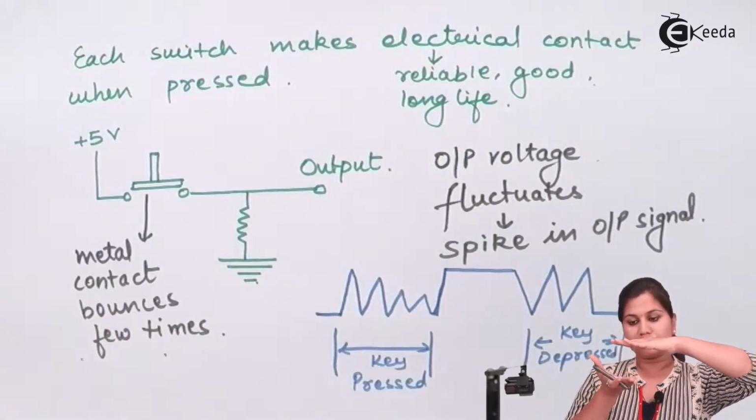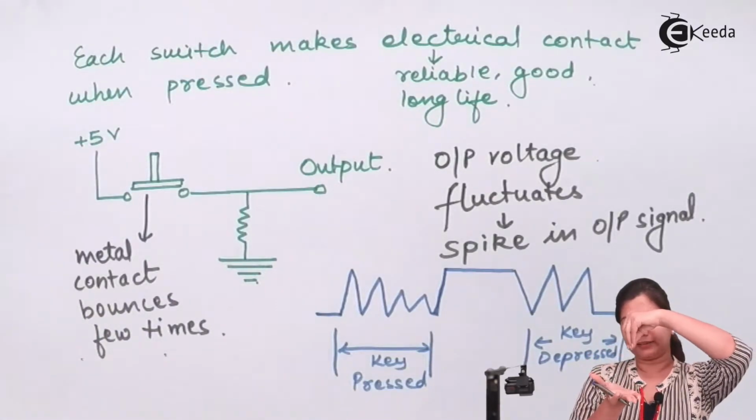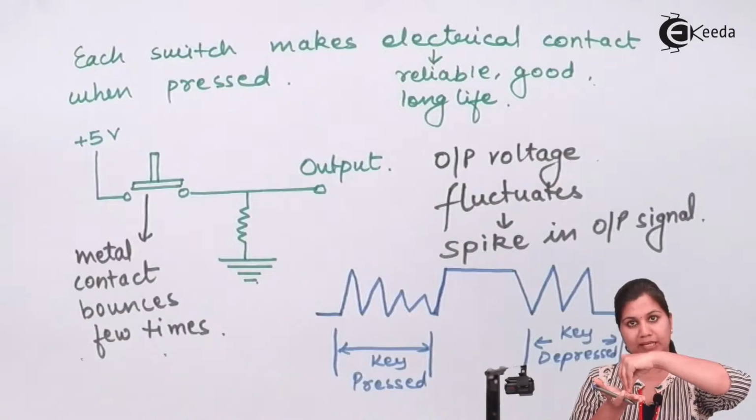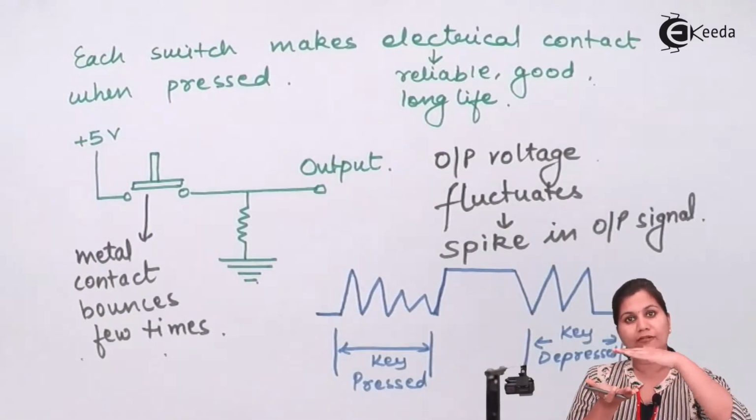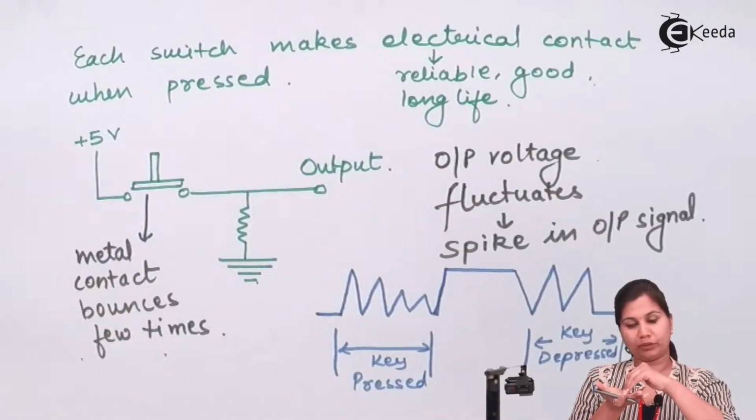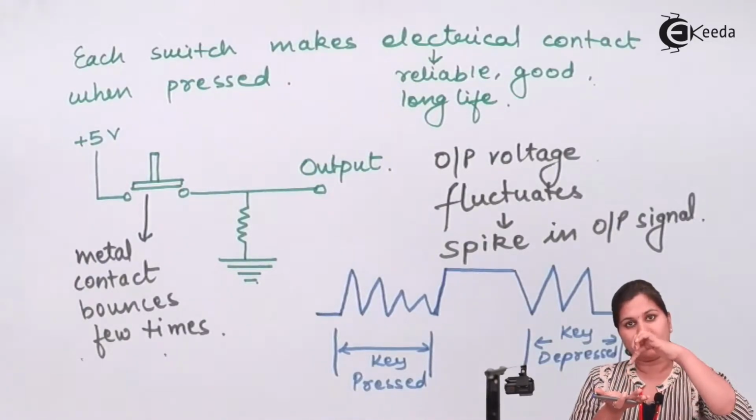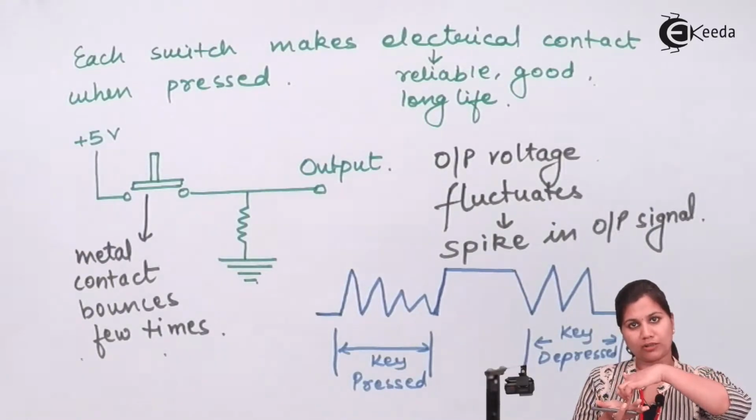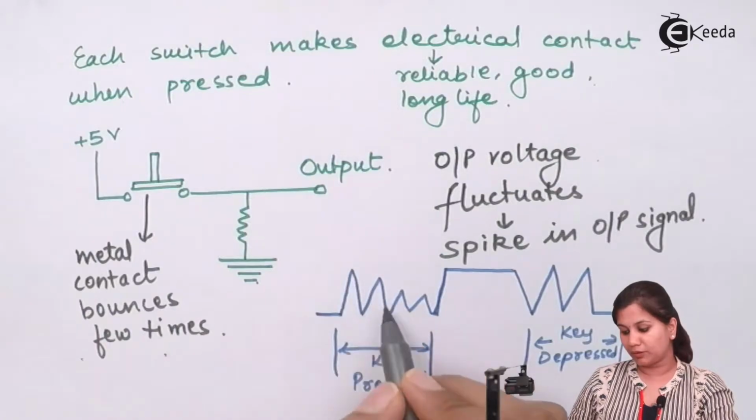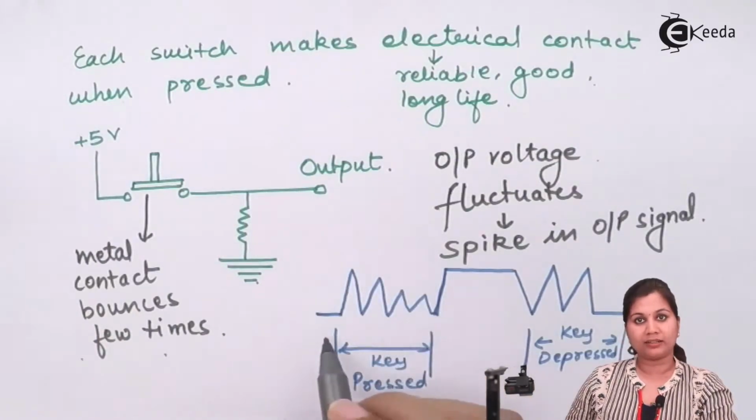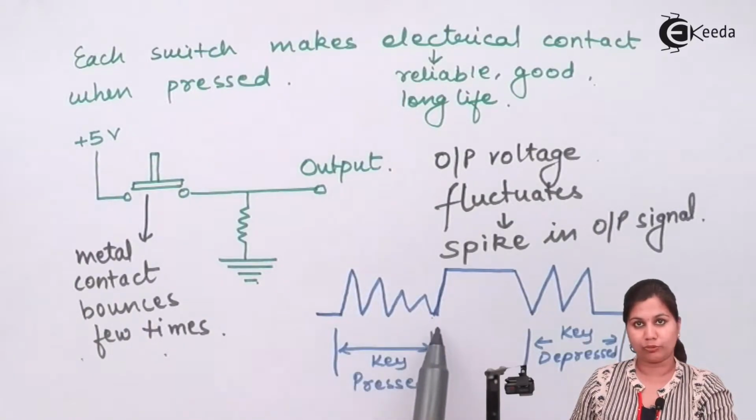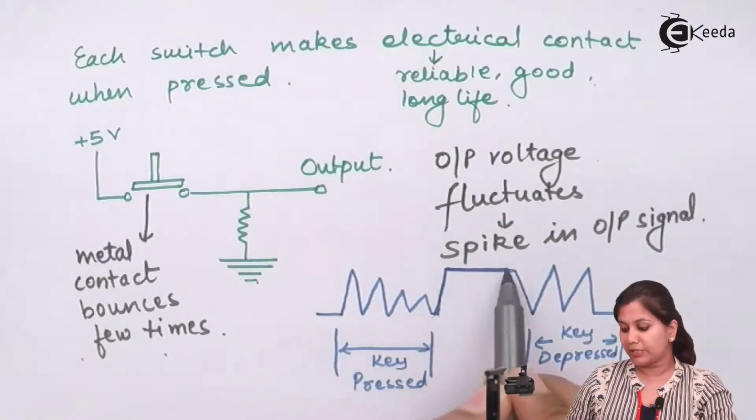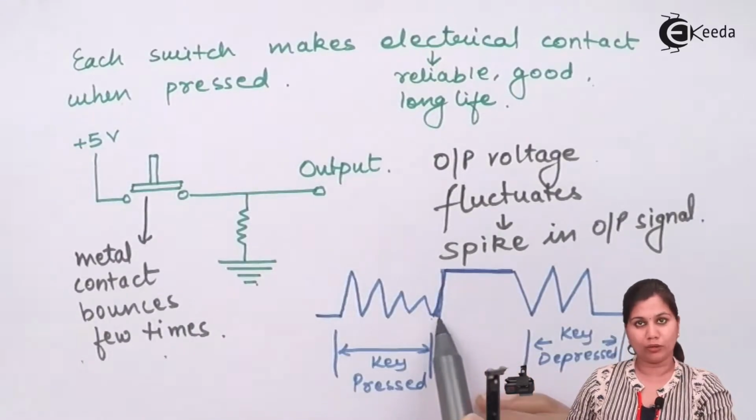Okay, so suppose that this is the metal contact, this is going to touch. When this key is pressed, this is going to just fluctuate or repeat itself, or move at its position for some time. So contact is made, then it is removed, then made, then removed, and then it is made for a constant time. So when it is removed again and again, the metal contact is bouncing. At that time, these spikes are being produced. When the key is continuously pressed, then we are getting a constant voltage.